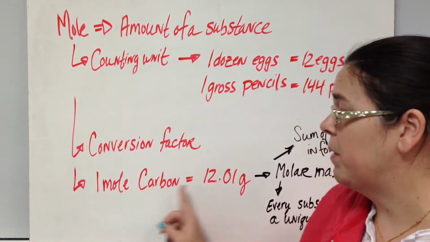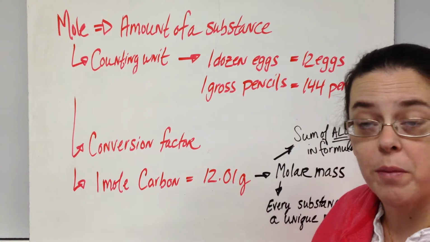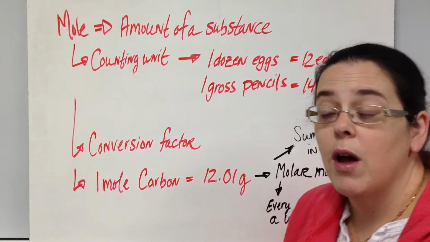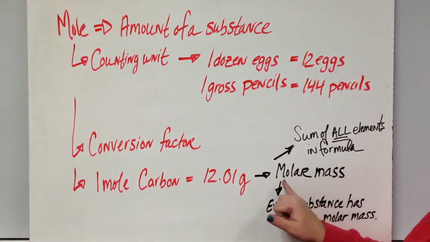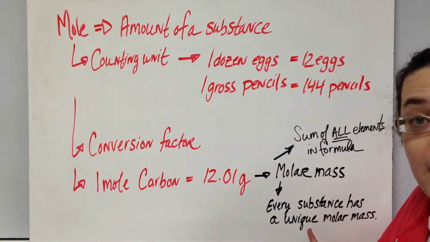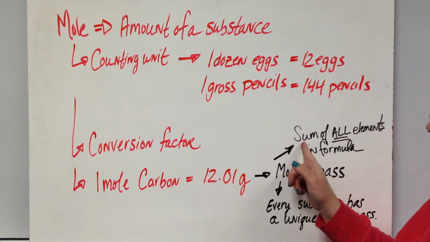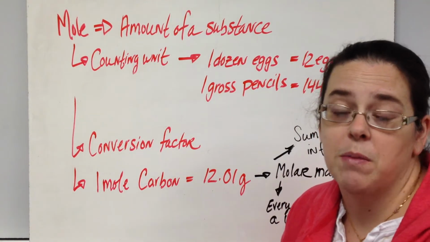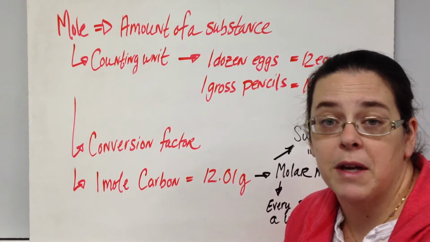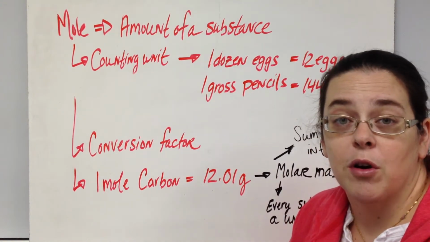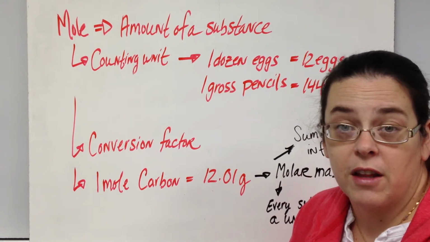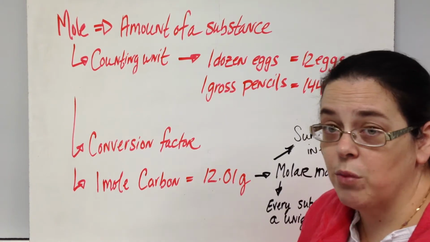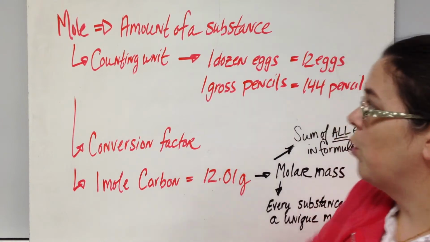And so 1 mole of carbon is equal to 12.01 grams of carbon. And this 12.01 grams is the number found on the periodic table. So we call that the molar mass. Every substance has a unique molar mass. It's based on the periodic table, and it is the sum of all the elements in the formula. So if we're only talking about one element, it's just the one element's mass. If we're talking about a formula like carbon dioxide or water, then we're taking the number of carbons, finding their mass, adding them to the number of oxygens, and finding their mass as well. We're going to have some more practice with that later, but that's the definition of molar mass.